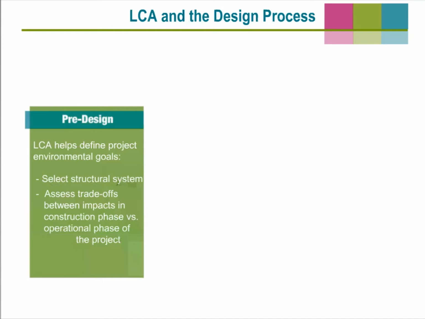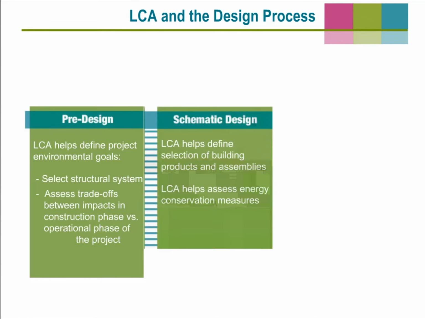Let's look at typical ways LCA could be used during the design process. During the pre-design or programming phase, LCA can help define the environmental goals of a project. The basic decisions for choosing a structural system can be assessed, and the trade-offs between impacts from the construction phase and the operational phase can be evaluated when selecting different building assembly types. During schematic design, choices regarding selection of building products and assemblies can be made, while energy conservation measures can be assessed for their environmental burdens.